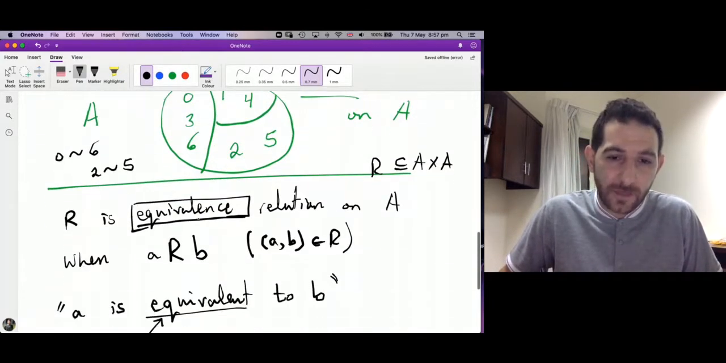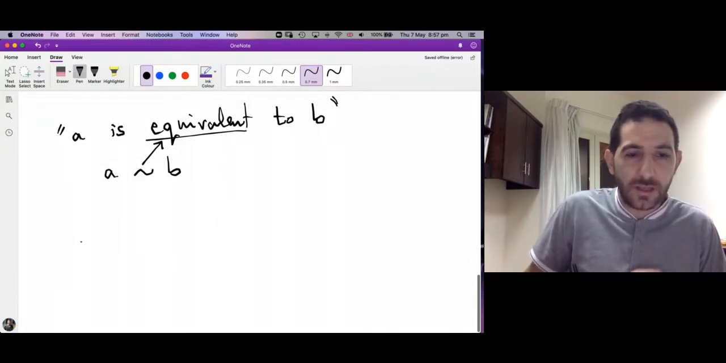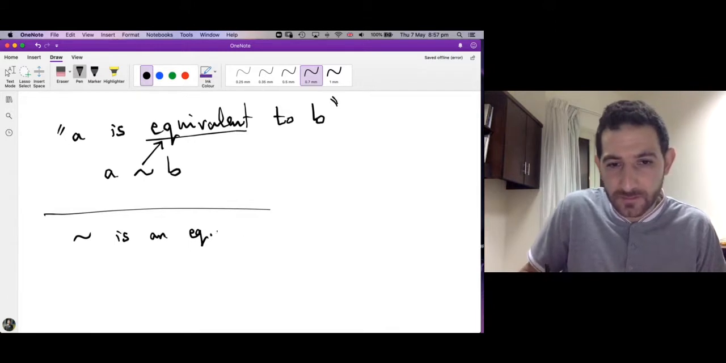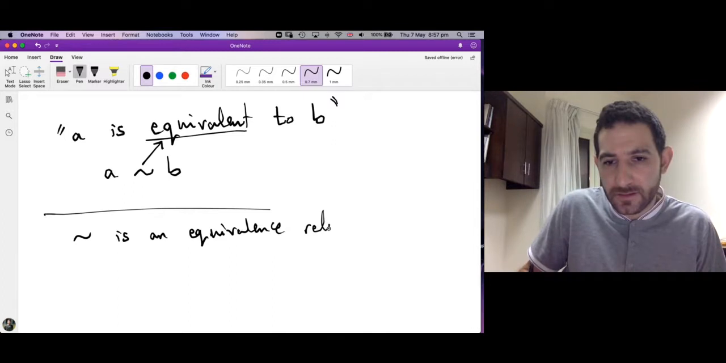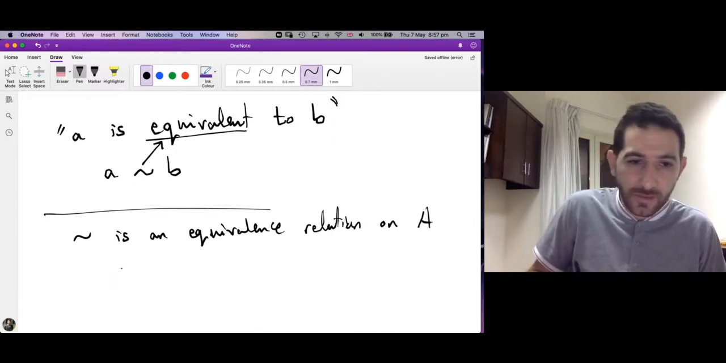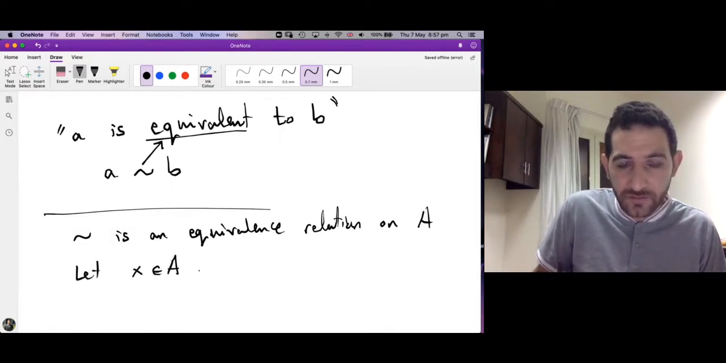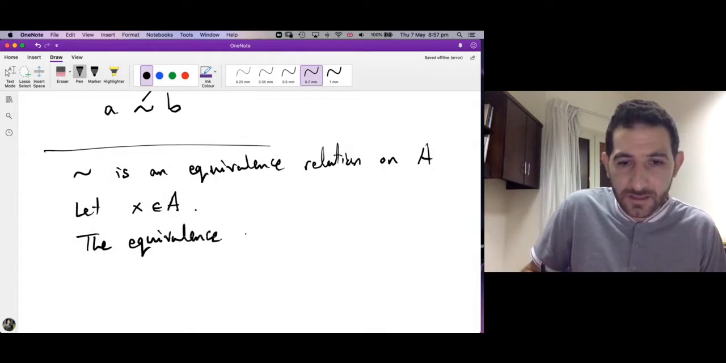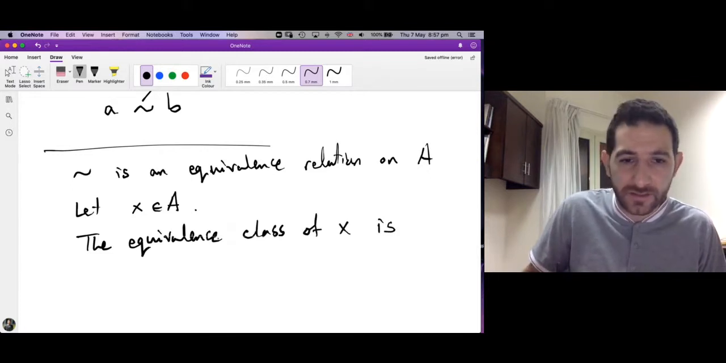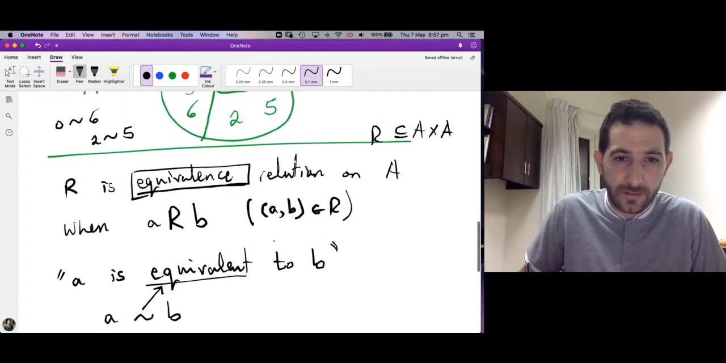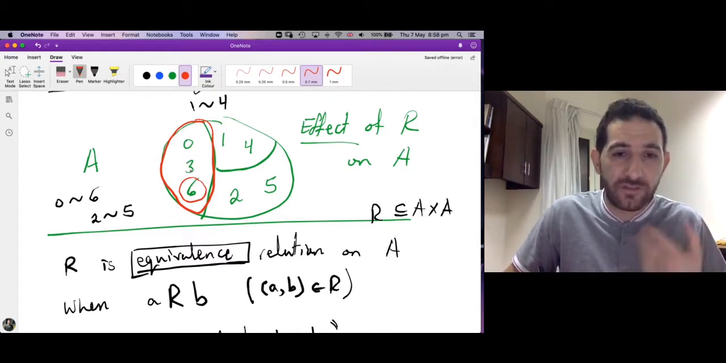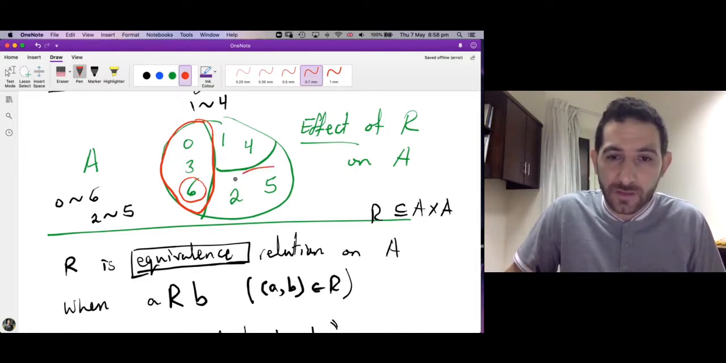Okay. Now these subsets are called equivalence classes, so let's define them. Suppose tilde is an equivalence relation on a set A, and choose any element x in A. We want to define the equivalence class of x. Before I define it, I will give the example: this subset, which contains 6, will be the equivalence class of 6. It will also be the equivalence class of 3 or the equivalence class of 0. And this one is the equivalence class of 2.